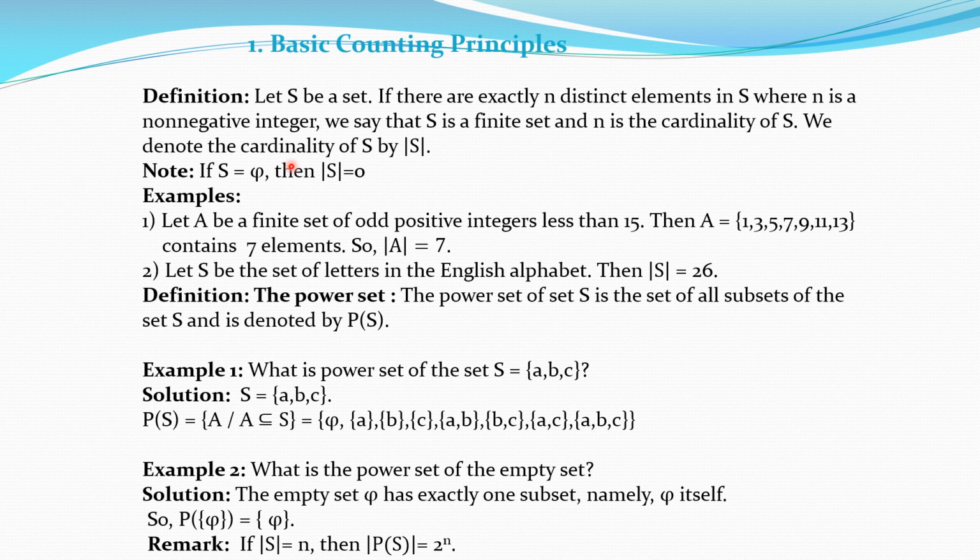Denoted by this symbol. Now, if S is equal to phi, means empty set, then S contains nothing. So, no element in S. So, cardinality of S is equal to 0.